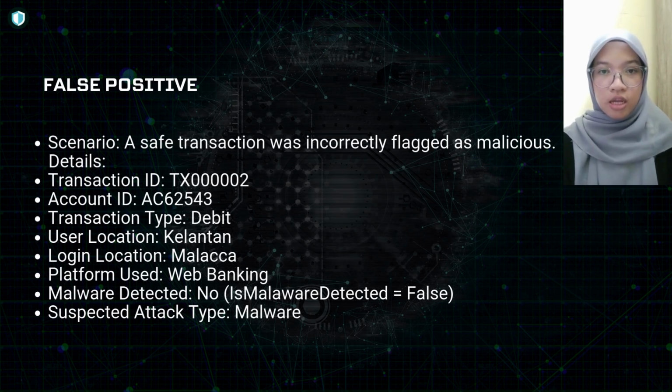In our dataset, the account ID AC62543 is an example of a safe transaction but was incorrectly flagged as malicious. The data shows that the user's current location is in Kelantan, but their login location is in Malacca. So, the system detects that this account might be attacked by malware, but this case is actually a false alarm where no malware was present.